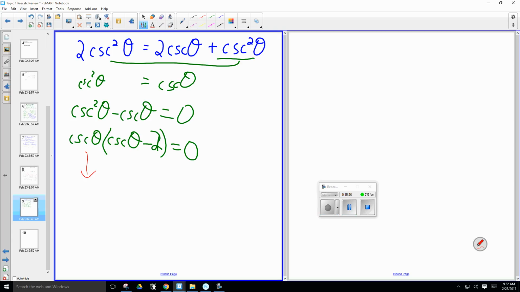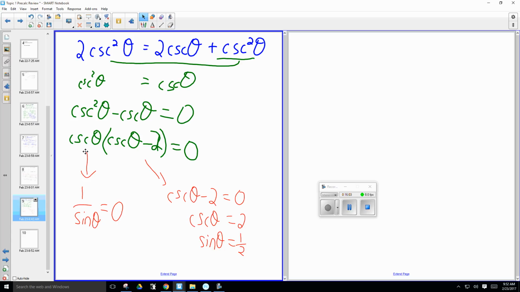Two solutions. This is where I would switch stuff back to sine. You don't have to. But 1 over sine is cosecant. So we need to set 1 over sine equal to 0. And this one you can probably leave like it is or change it. Cosecant minus 2 equals 0. That means cosecant equals 2. Then you take the reciprocal. Reciprocal of cosecant is sine. Sine equals 1/2.